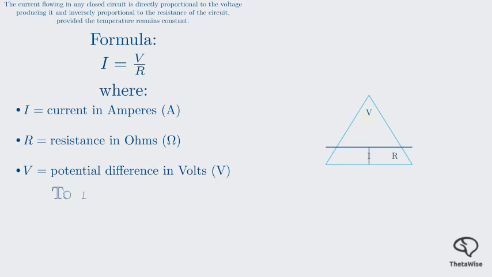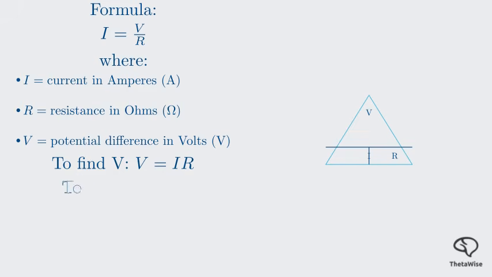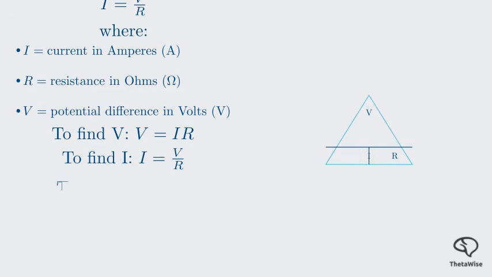So, if you want to find V, you cover V and you're left with I next to R. That means V equals I times R. If you want to find I, you cover I and you're left with V over R, so I equals V divided by R. And if you want to find R, you cover R and you're left with V over I, so R equals V divided by I. This triangle makes it incredibly easy to rearrange the formula for any variable you need to solve for.